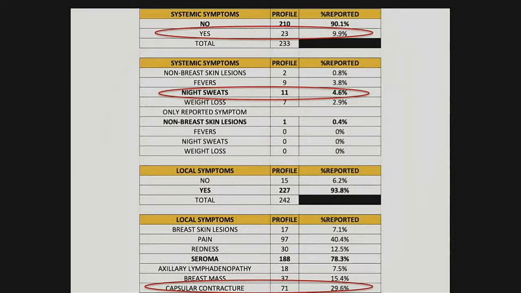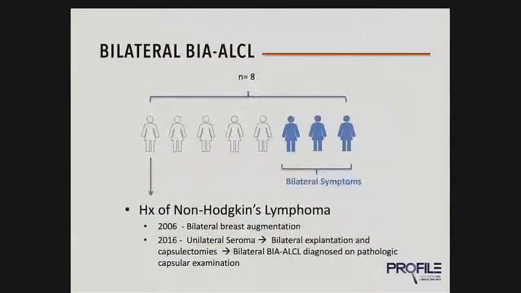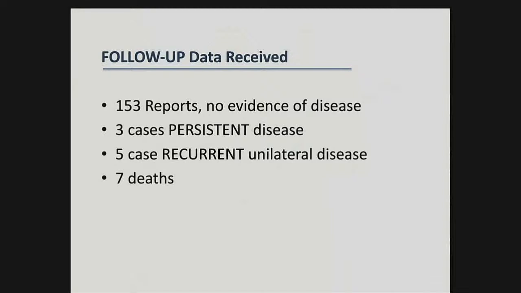94% had local symptoms. As you might expect, the most common local symptom was a new seroma, but interestingly, just over 1 in 4 patients had a new capsular contracture. We do have patients who have bilateral ALCL in the database. Interestingly, 3 of these 8 patients had bilateral symptoms, but 5 patients presented with unilateral symptoms and were diagnosed with bilateral disease only after pathologic evaluation.